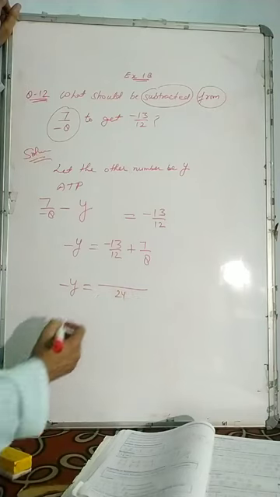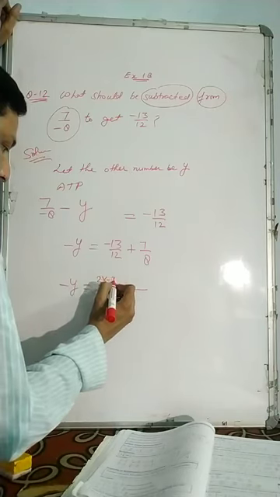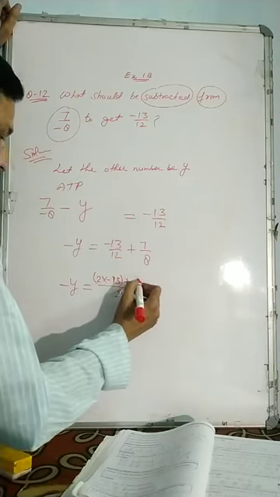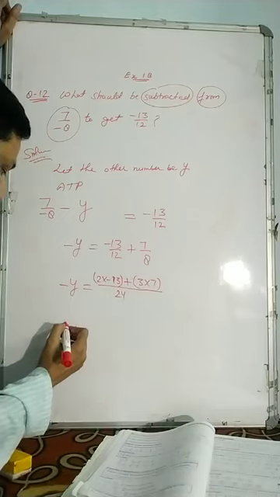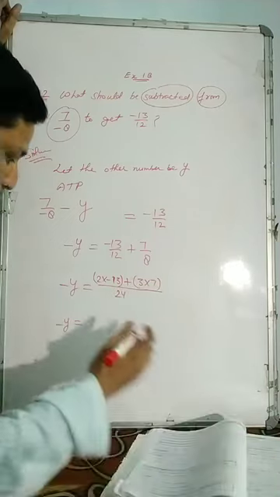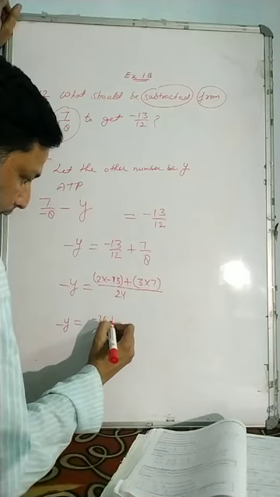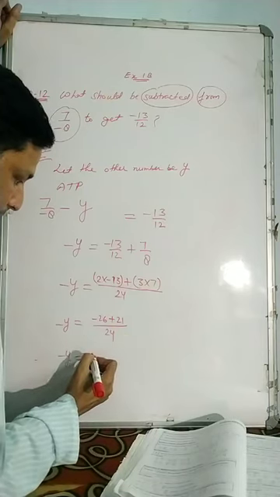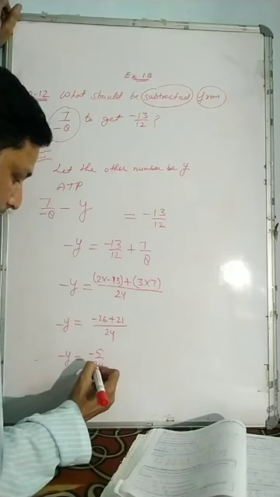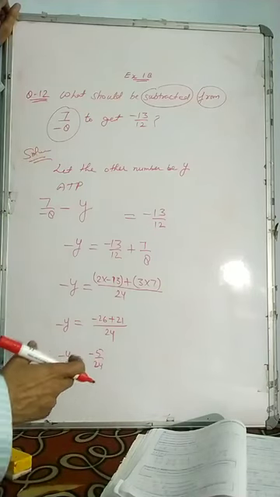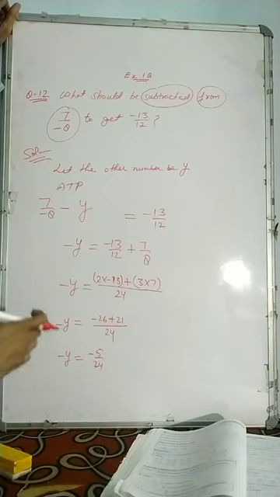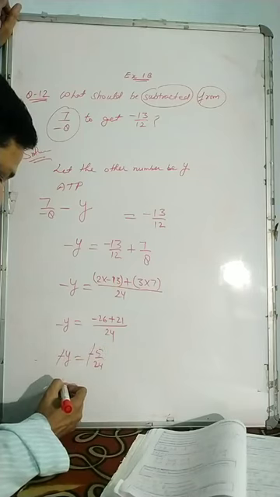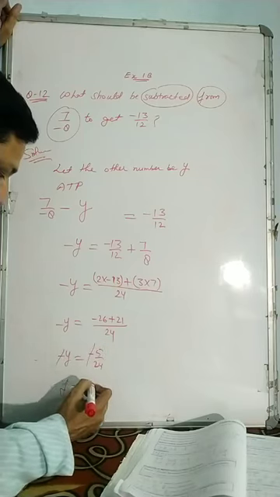24. Now in the table of 24 it will come 2 times, 2 into minus 13, plus in the table of 8 it will come 3 times, 3 into 7. Now minus y equals 2 into 13 is minus 26 plus 21 upon 24. Here we get minus 5 upon 24. Whenever you find the negative symbol present on the left hand side as well as on the right hand side, they cancel each other, minus minus. In the next step we will write 5 upon 24.